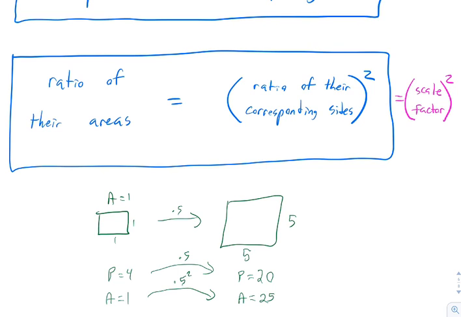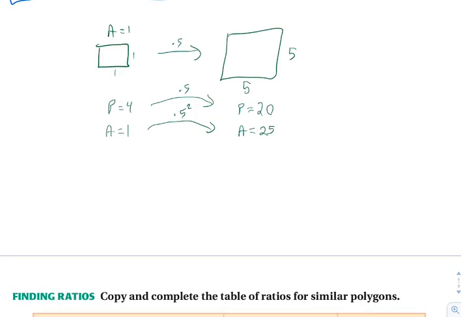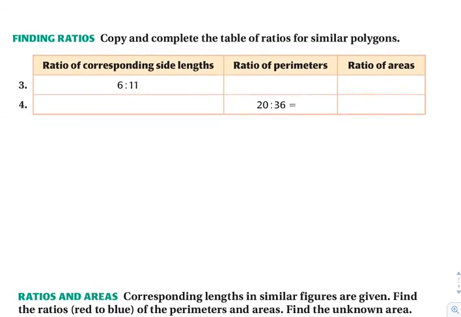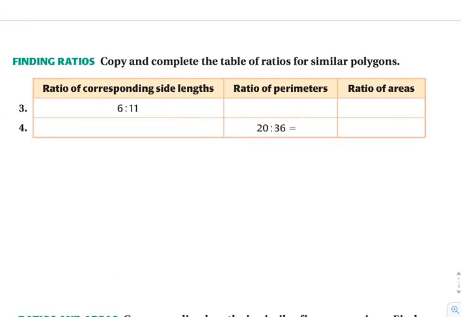So now I'm just going to go through some examples. Stick with me, and then after we do some book examples, I'll switch over to IXL. Okay, so to start off, here's just a table. This is copy and complete the table. So the ratio, and again, it tells us these are similar polygons, so the ratio of some corresponding side lengths is 6 to 11.